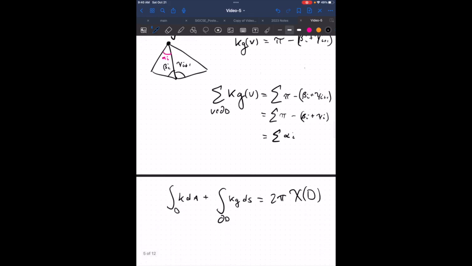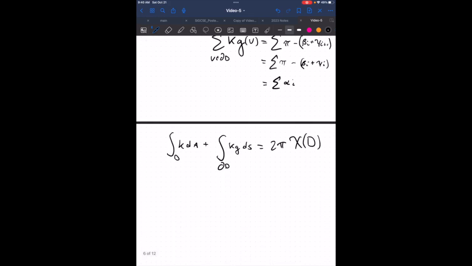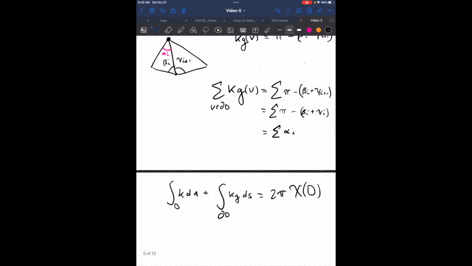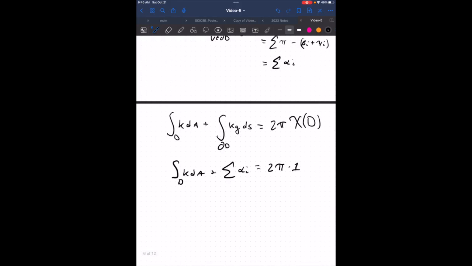We can then use our Gauss-Bonnet theorem to come up with a formula for the Gaussian curvature at our vertex here. So what do we know? Well, we know that we're searching for Gaussian curvature. We know geodesic curvature. This is going to be the sum of our alpha i's. And we know our Euler characteristic. We did surgery, so we have a disk. So this is 2 pi times 1. And then we get to this great formula. So our curvature at our vertex is going to be 2 pi minus the sum of these alpha i's.